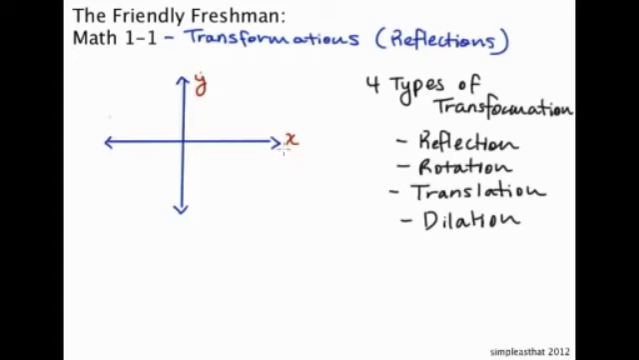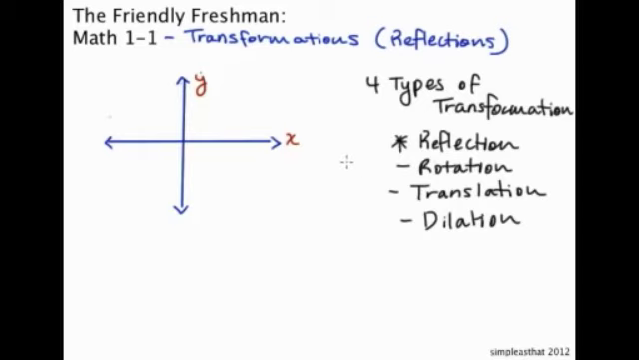First of all, transformation is manipulating any point. It's transforming something. So there's four types. You can reflect something, you can rotate something, you can translate something, and you can dilate something. I'll go over all four of these as time goes on, but today we're just going to focus on reflection.